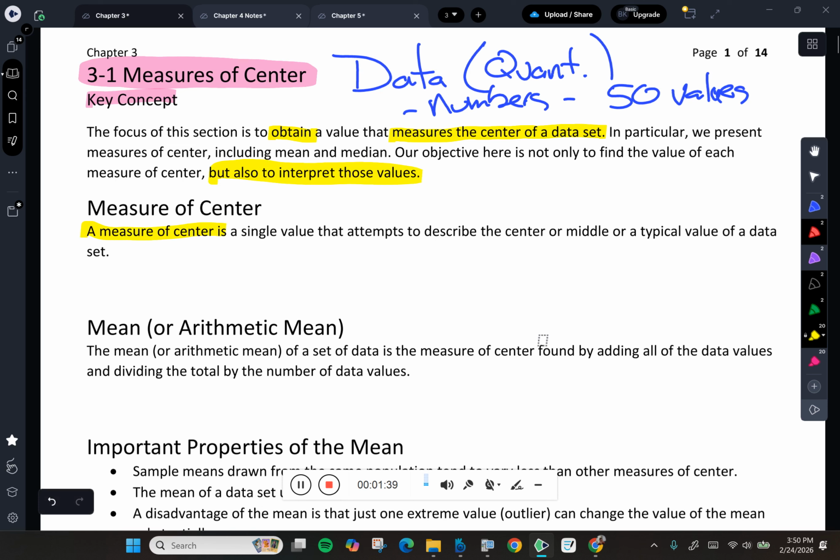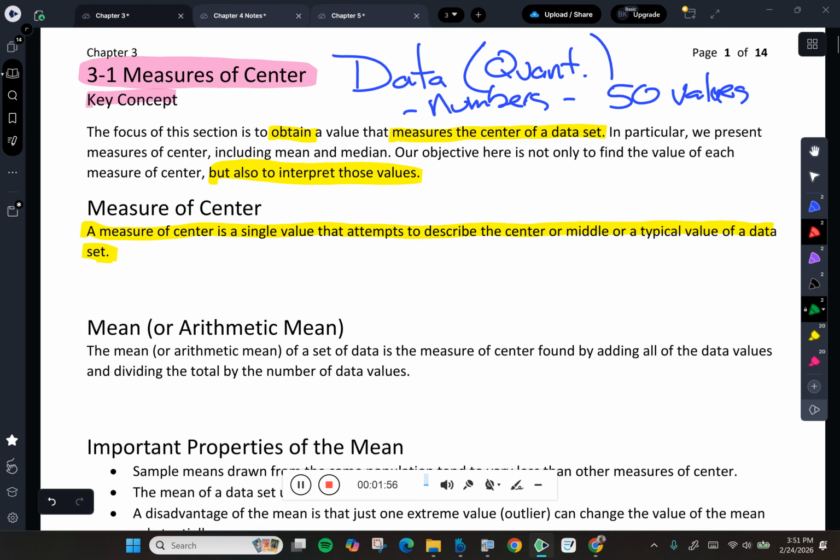So a measure of center is a single value that attempts to describe the center or the middle of a typical data set, right? So kind of the idea of some are below this value, some are above this value, but it gives you an idea of what's kind of in the middle.